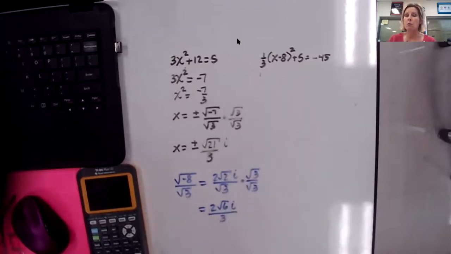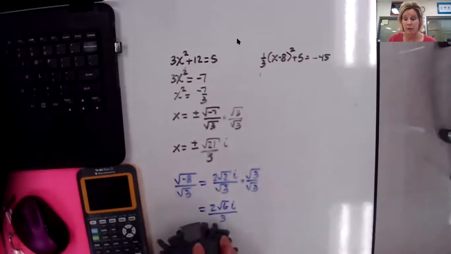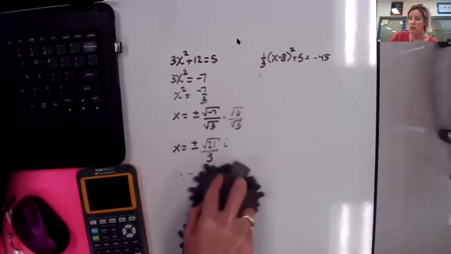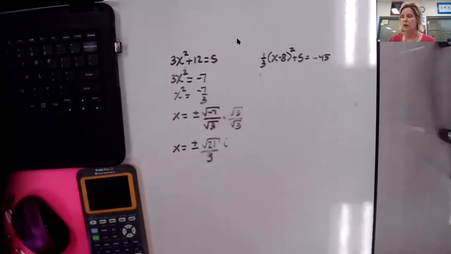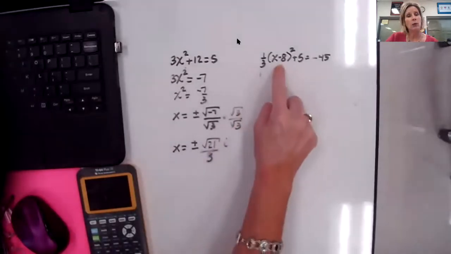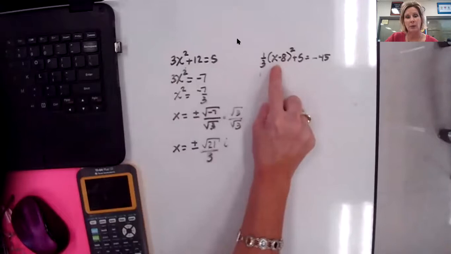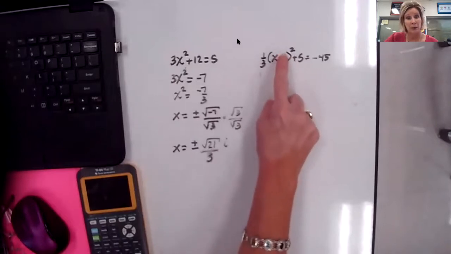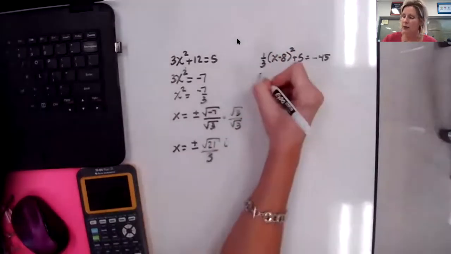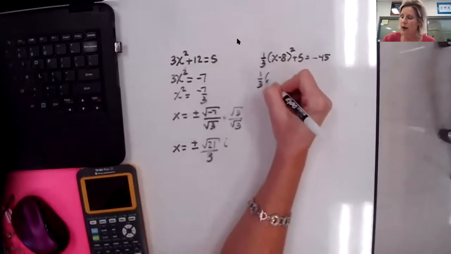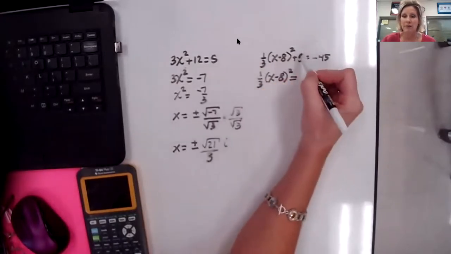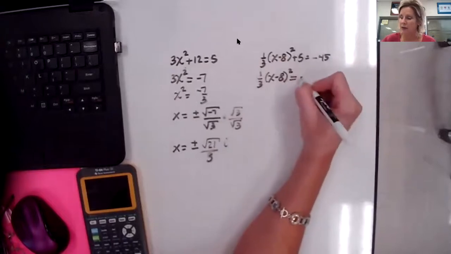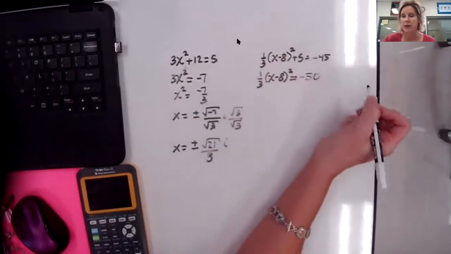So I just wanted to mention to you how to do the square roots of fractions, because you saw it last year, but it's been a while. You've not seen it this year. So this is also a take square roots problem because the only x in the problem is inside the squared piece of the problem. So I need to isolate the x minus 8 squared part. And I do that by first subtracting 5. So -45 minus 5 is -50.